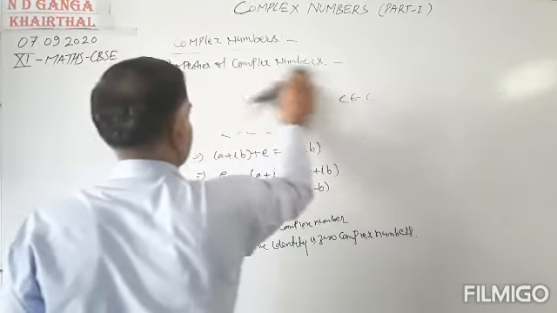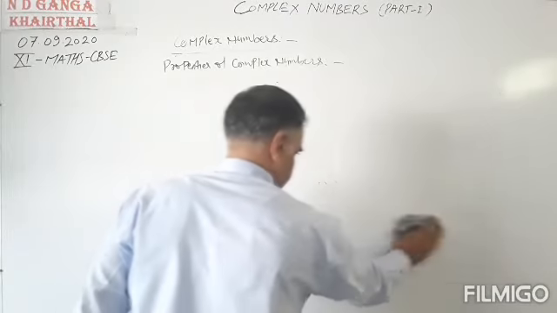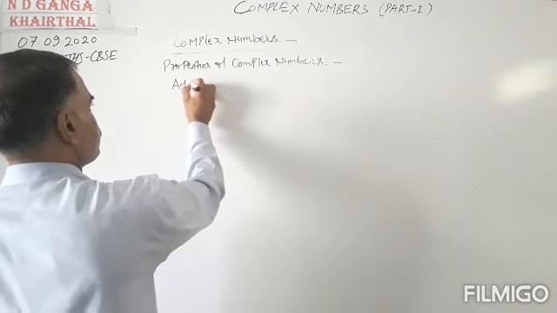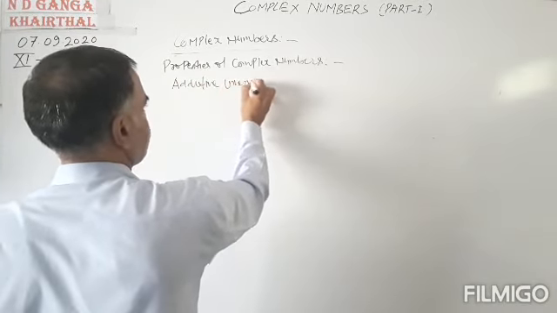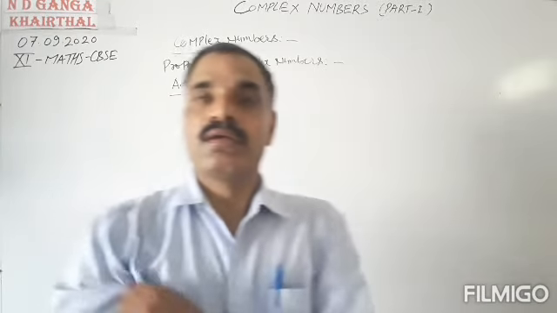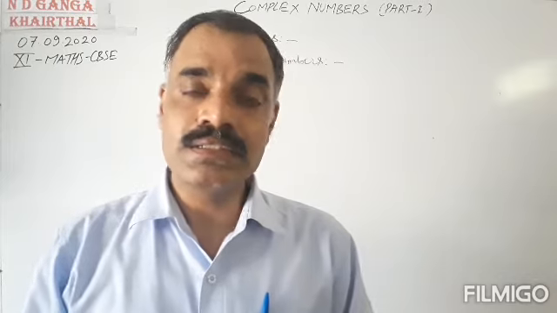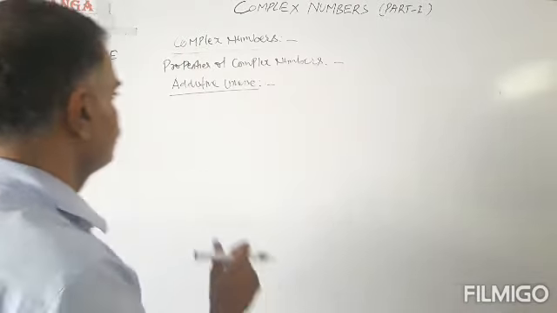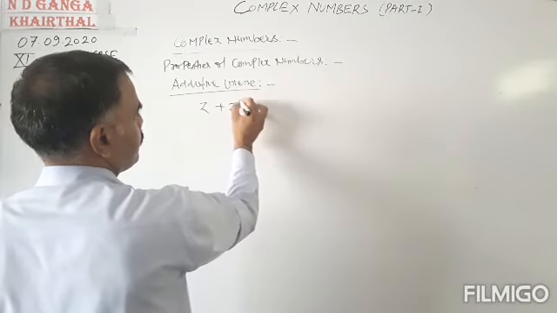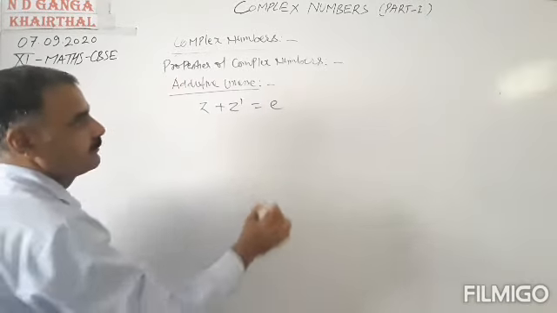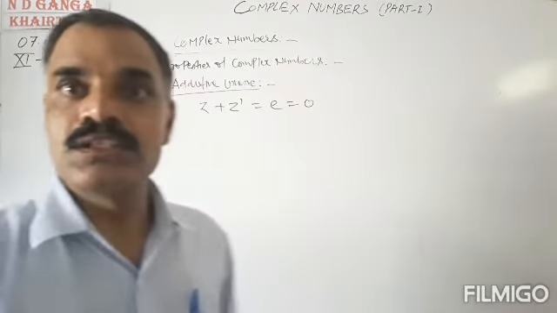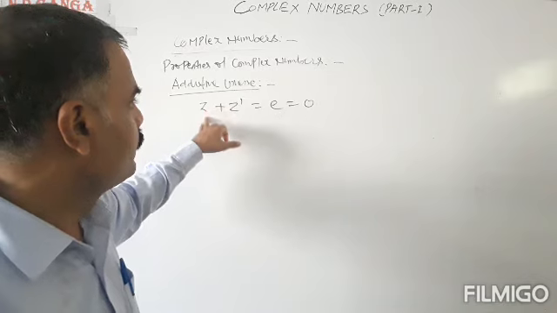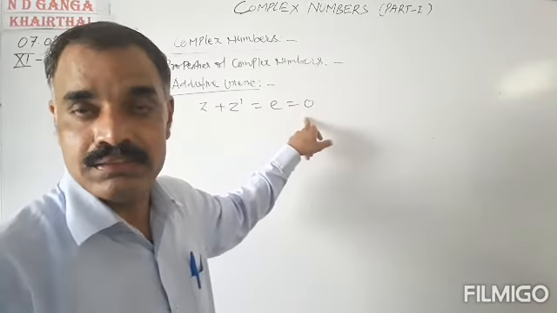Now, the additive inverse of a complex number z is the complex number z dash such that z plus z dash is equal to the identity, that is e, that is the 0 complex number. The additive inverse of a complex number z is the complex number z dash such that z plus z dash is equal to the additive identity, that is 0.